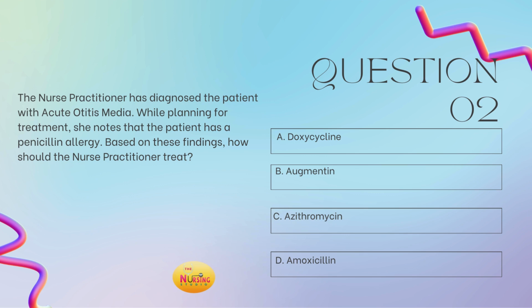So one more time, a little bit slow. The nurse practitioner has diagnosed the patient with acute otitis media. While planning for treatment, she notes that the patient has a penicillin allergy. Based on these findings, how should the nurse practitioner treat? Would you treat with A, doxycycline, B, augmentin, C, azithromycin, or D, amoxicillin? Tell me what you got in the comments.